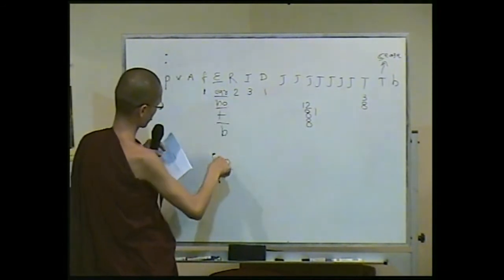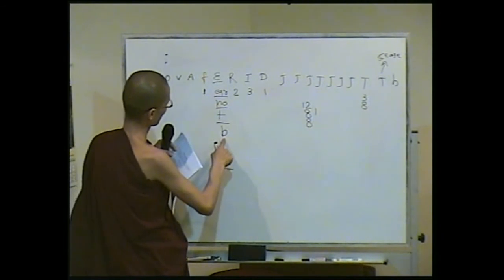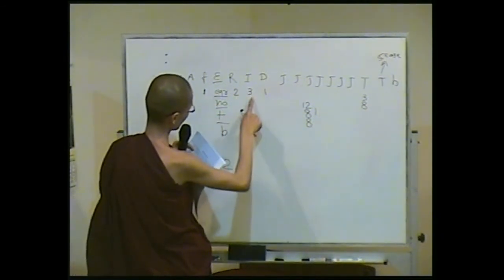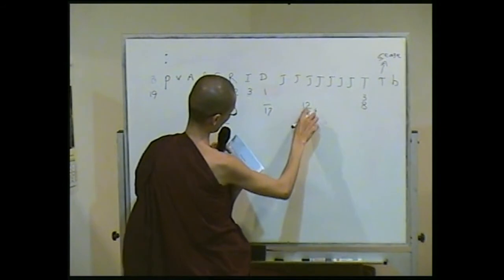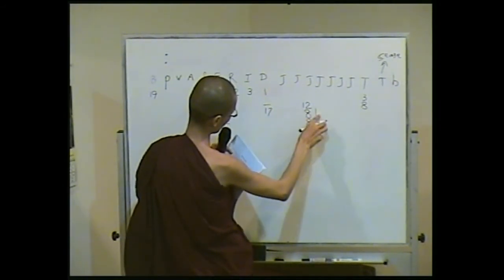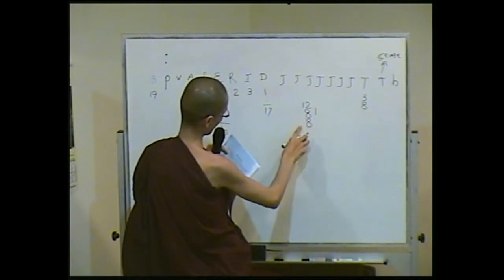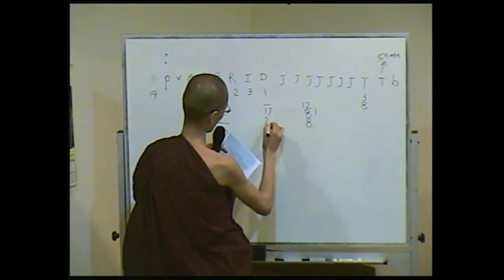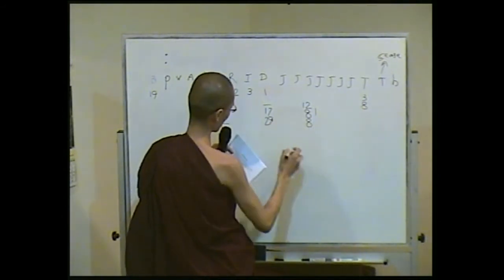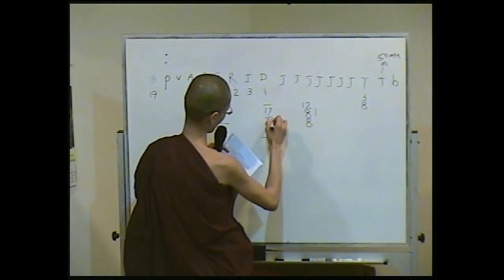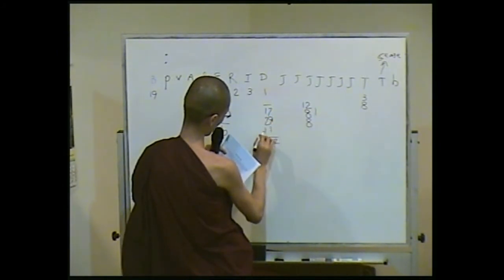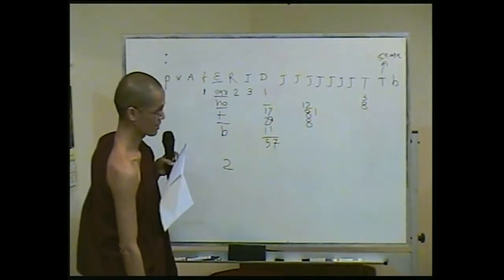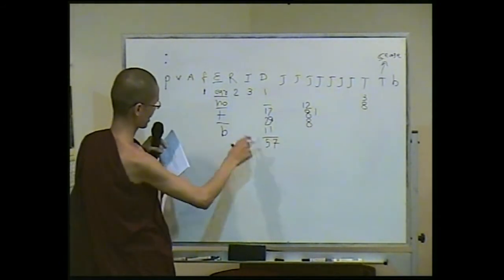So 11, 11, 13, 16, 17, 17, 13, 21, 29. 29, here is 11. 16, 17, 2, 4, 4, 5. So 57 chaitasikas. 57 chaitasikas arise in the javana.